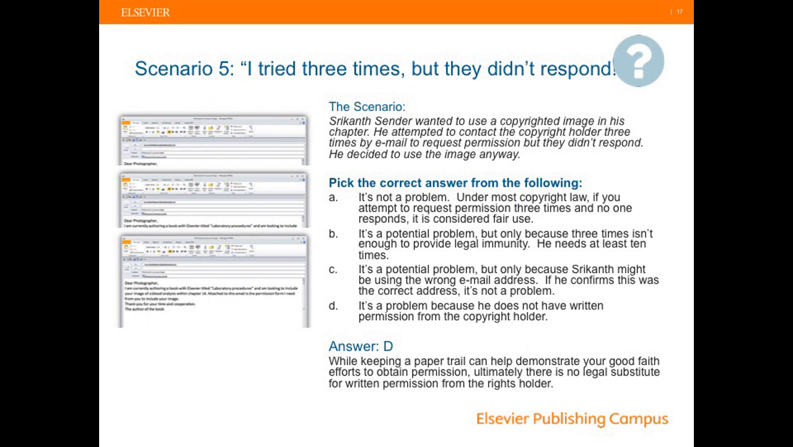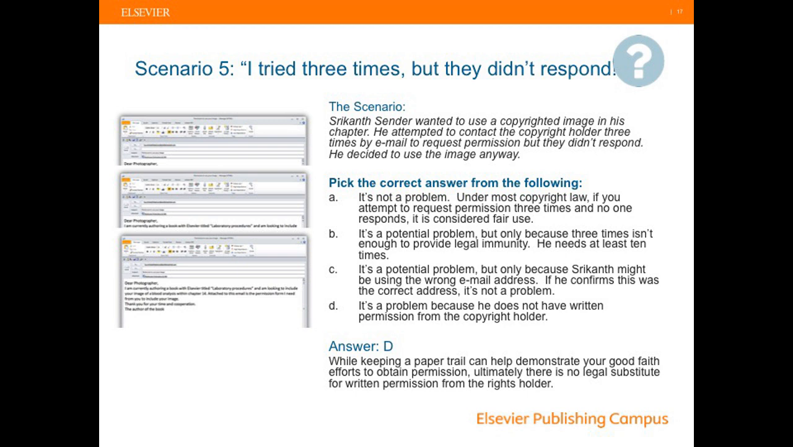And scenario 5, I tried 3 times, but they didn't respond. Srikanth Sender wanted to use a copyrighted image in his chapter. He attempted to contact the copyright holder 3 times by email to request permission, but they didn't respond. He decided to use the image anyway. Is the correct answer A, it's not a problem?